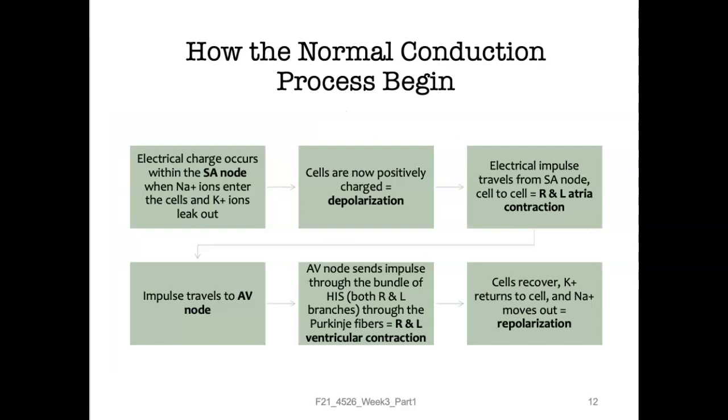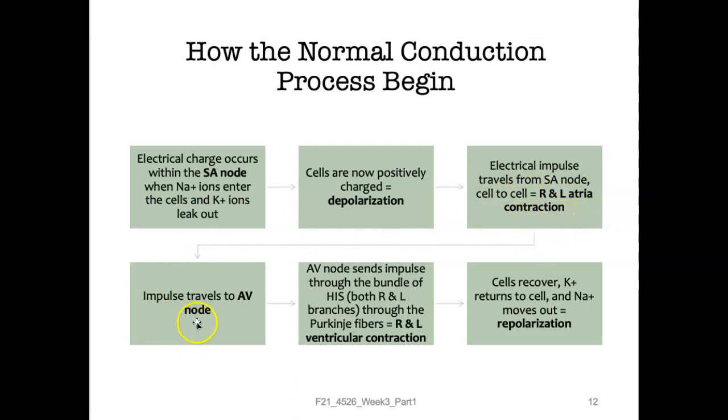So in a little bit more detail, let's go through this again. This is how the normal conduction process begins. The electrical charge occurs within the SA node when sodium ions enter the cells and potassium ions leak out. The cells are now positively charged, which means the electrical part of the heart is going through depolarization. The electrical impulse travels from the SA node cell to cell, and it causes a right and left atrial contraction. So this is the mechanical part.